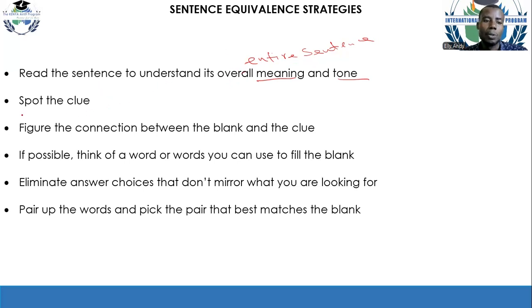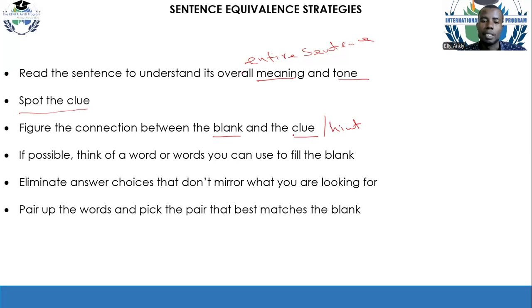Then try to spot the clue for that question. The way the ETS sets up its sentence equivalence questions is they drop some clues or hints in the sentence. For example, a clue may be an elaboration on what the right answer should be, or a clue may be defining something, or it may be giving the opposite of what you need to pick. So your task is to identify what the clue is so that it can help you get the right answer. Then, of course, you also need to figure out the connection between the blank and the clue or the hint you have spotted.